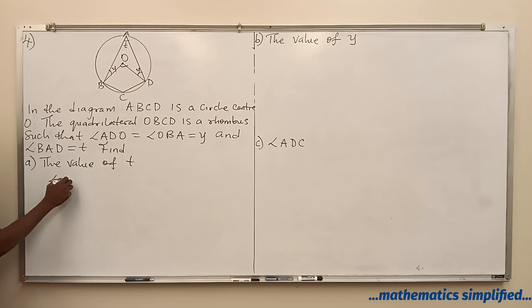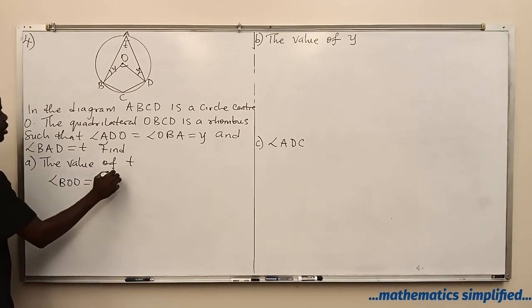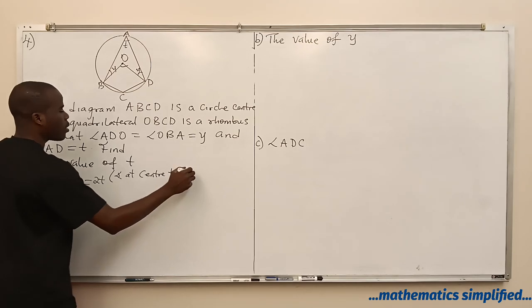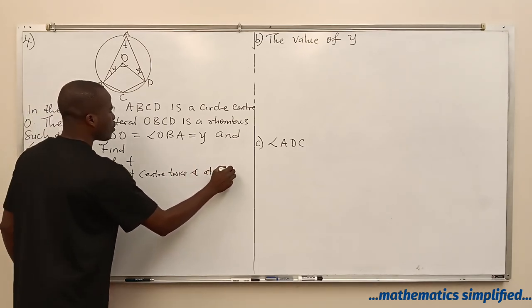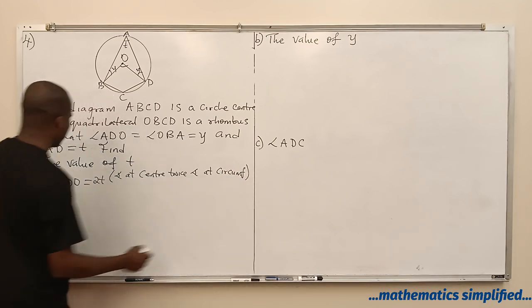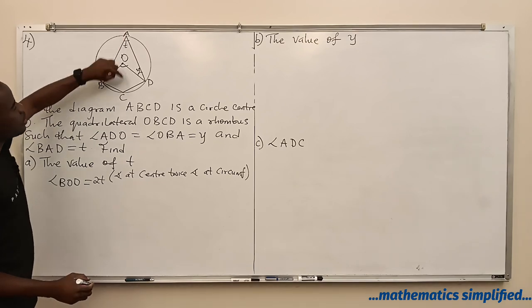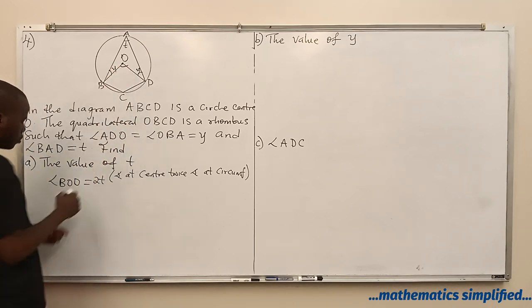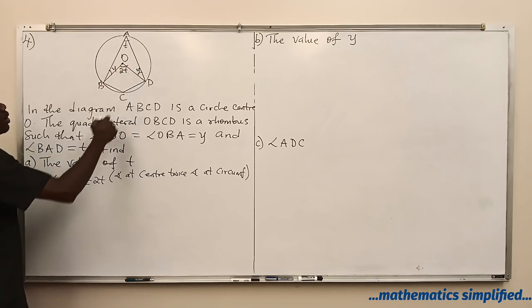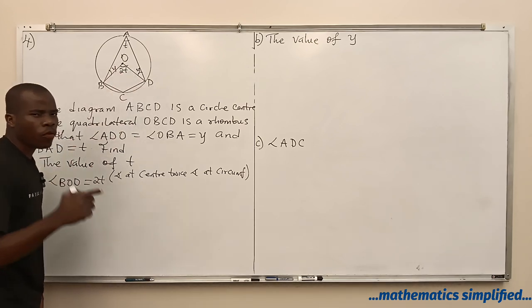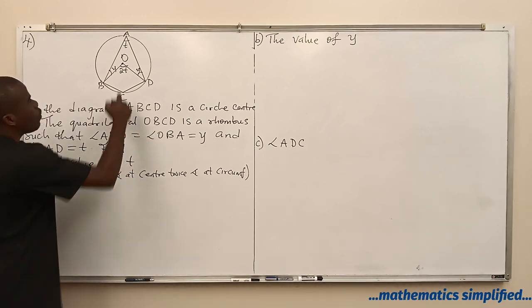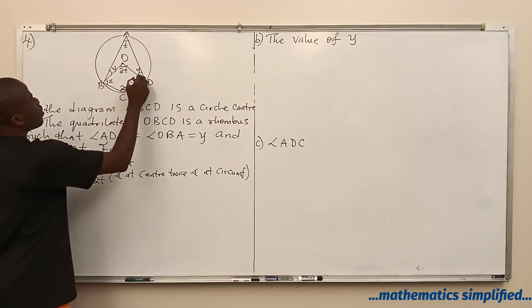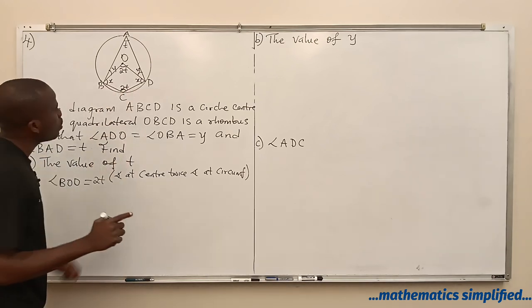Angle BOD equals 2t. The reason: angle at center is twice angle at circumference. And so, what about this? We know that opposite angles of a cyclic quadrilateral are supplementary. So here is 2t. Since we are told that OBCD is a rhombus, we know from properties of a rhombus that the opposite angles are equal. So if here is 2t, here is also 2t. And let's call here x, and here x. If here is x, here will be x because opposite angles of a rhombus are equal.